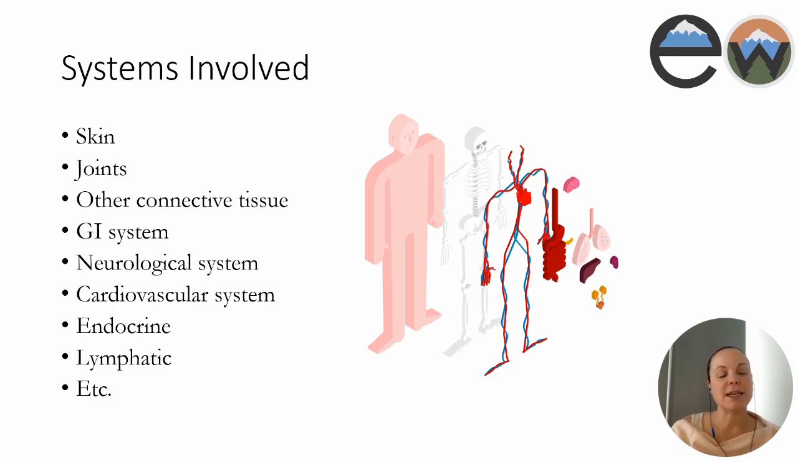But it can involve the skin, it can involve the joints, other connective tissue that's in the body too, maybe fascia, maybe ligaments, maybe tendons, maybe it depends on the genetics that are involved. The gastrointestinal system, definitely. The neurological system, for sure. The cardiovascular system for some, endocrine, lymphatic, all of these things talk to connective tissue or are composed of connective tissue. So that's why it's important to understand, are we dealing with hypermobility or are we dealing with an underlying connective tissue disorder? Very, very important.